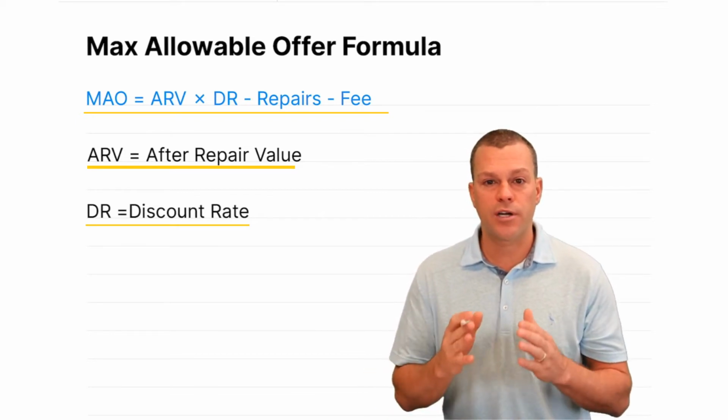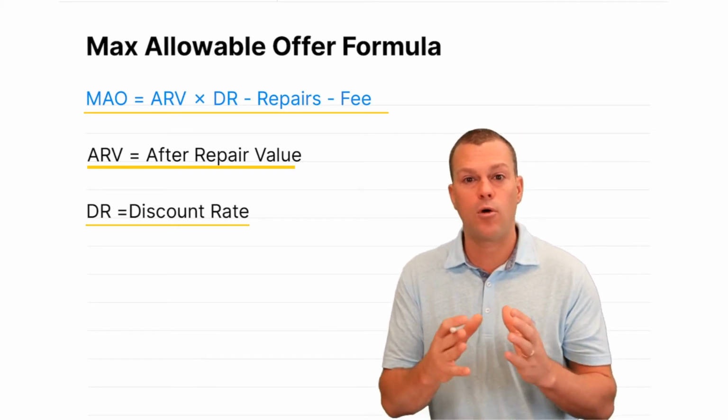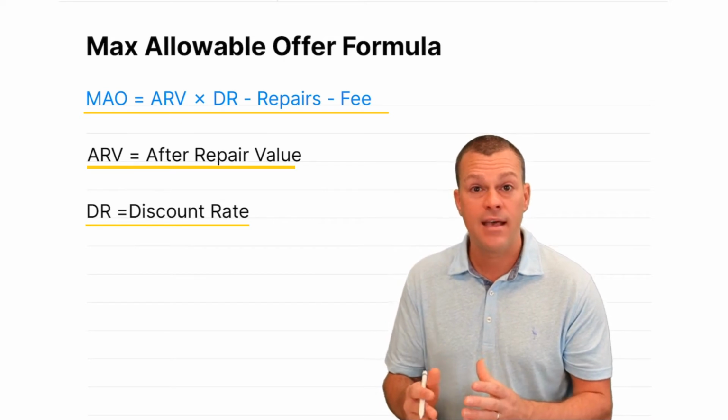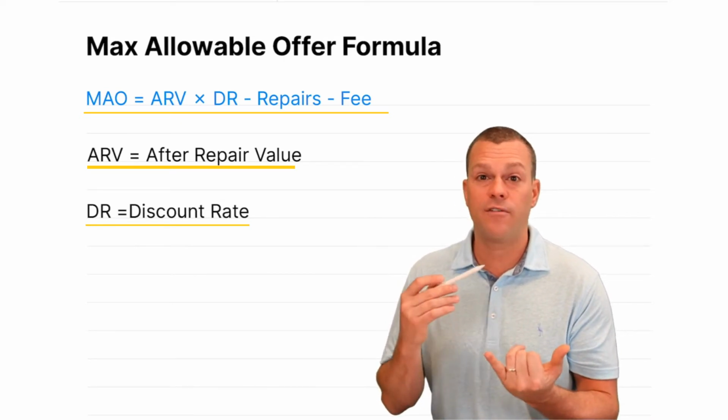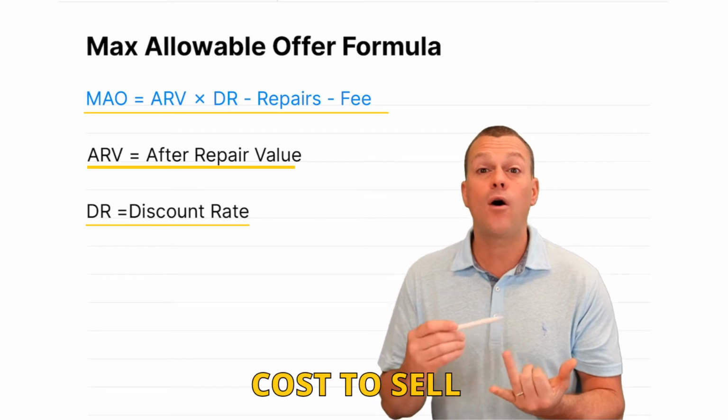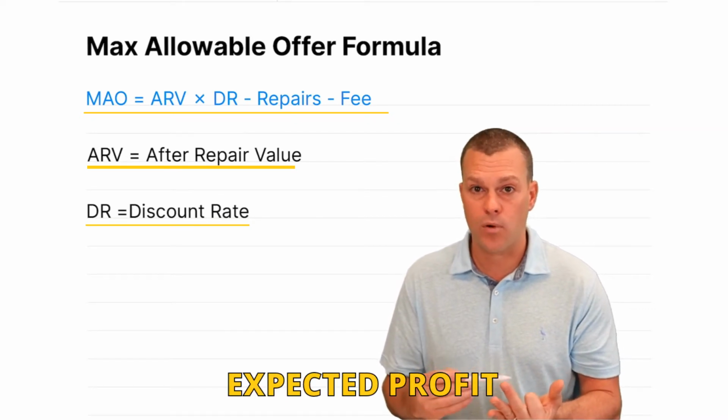So what we're doing is we're gonna take our after repair value and we're gonna multiply it by a discount rate. And that discount rate is going to take into effect the cost to sell and also the expected profit.